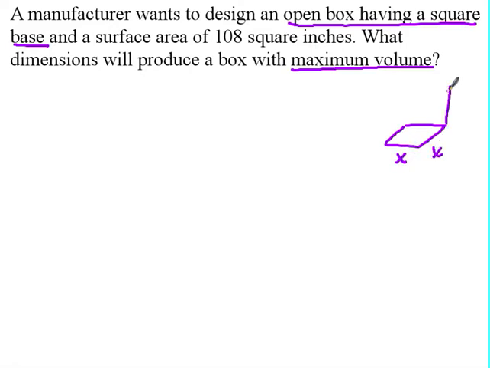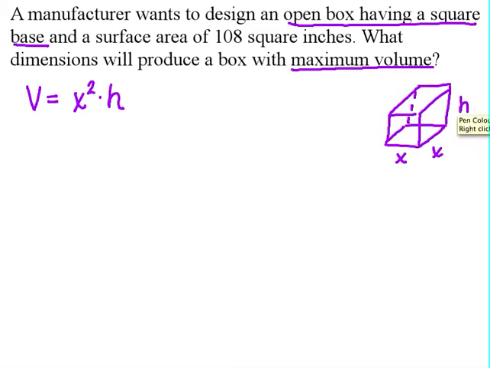And then I've got my height here somewhere. So I'm going to call that h. So if I wanted to find the volume of that box, it would be length times width times height. But in this case, it's going to be x times x times h, or x squared times h. So that's why it's really important that we notice it says a square base. That's my primary equation. Now my secondary equation is going to deal with the surface area of 108. So now I need to figure out the surface area.